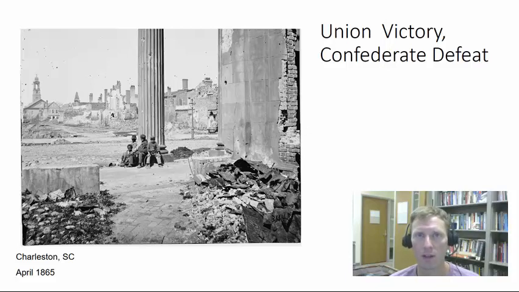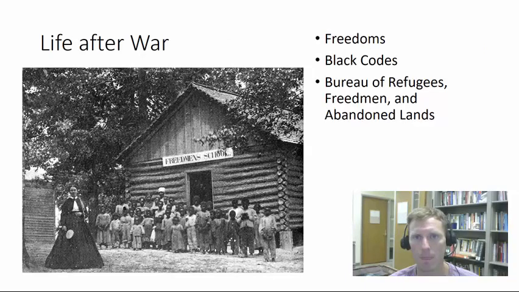a South in disarray. Railroads destroyed, farms destroyed, levees destroyed. About 25% of Southern men of military age are dead. Thousands and thousands of livestock. It's just an economy and a society in disarray. So on one hand, we have a victory of the Union, but we also have the defeat of these Confederates. Now, what's life after the war going to be like? It's going to be really different for lots of people.